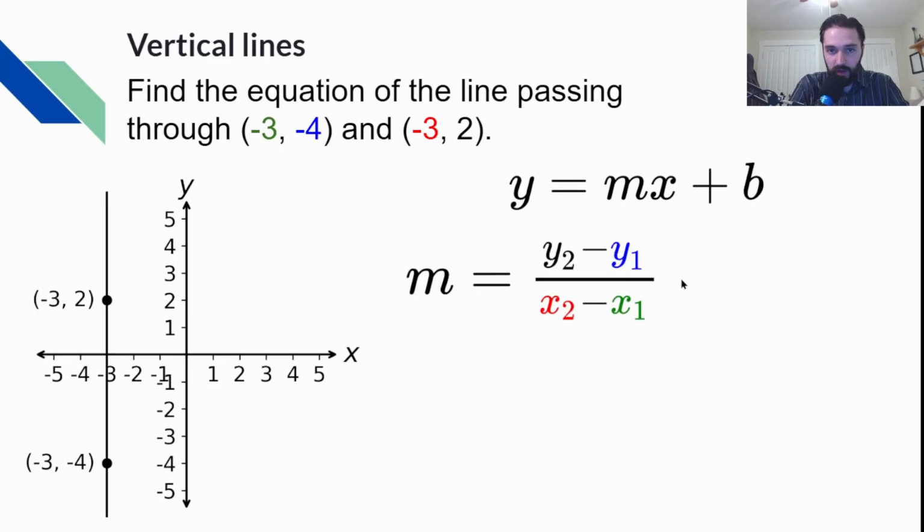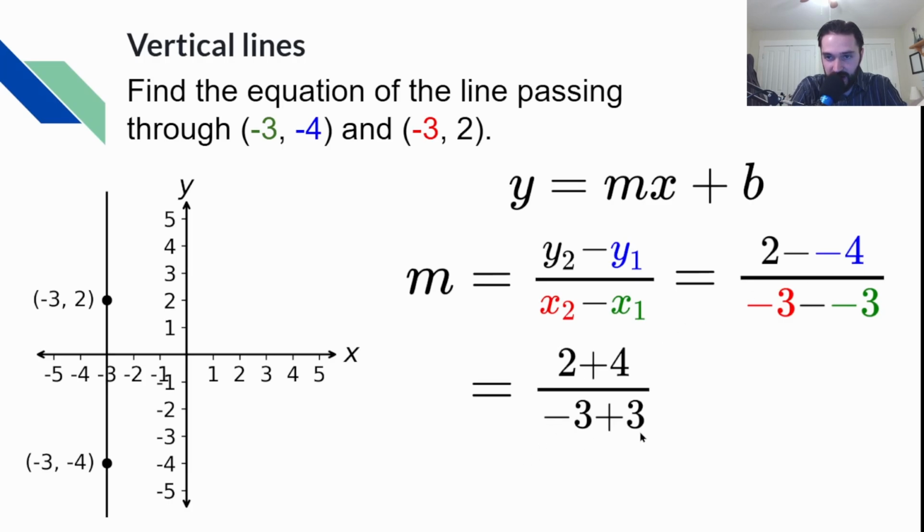So let's use the slope formula to find m. We have (x1, y1) and (x2, y2) right here. We can plug these values into the slope formula, and we get up top 2 minus -4 in blue, and then on the bottom we get -3 in red minus -3 in green. So that gives us up top 2 + 4, and on the bottom we get -3 + 3.